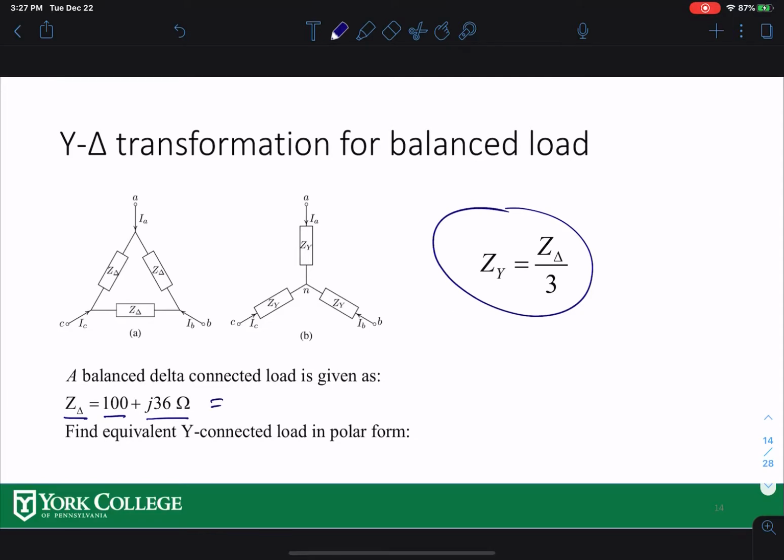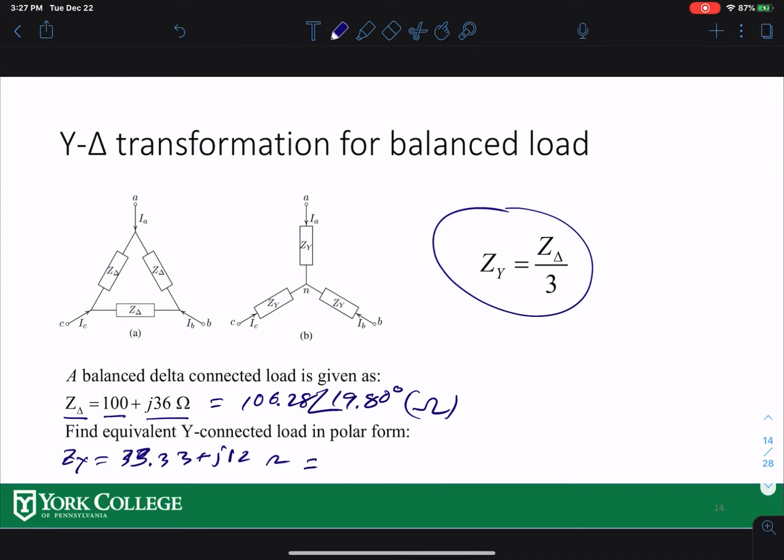If you go into polar form, that would be 106.28 at an angle of 19.80 degrees. Now, if you go into the Y connected load, the impedance Z_Y is Z delta over 3. That will give you 33.33 plus j12 ohms, which is equal to 35.42 ohms at an angle of 19.8 degrees.